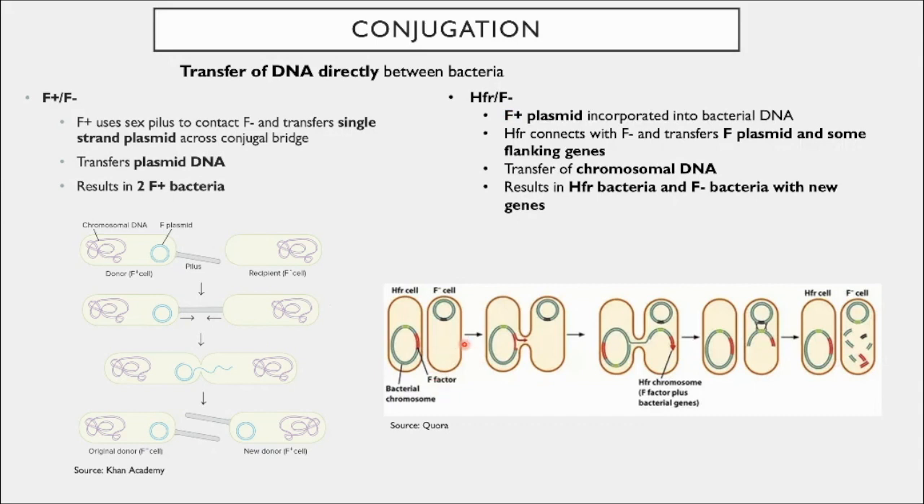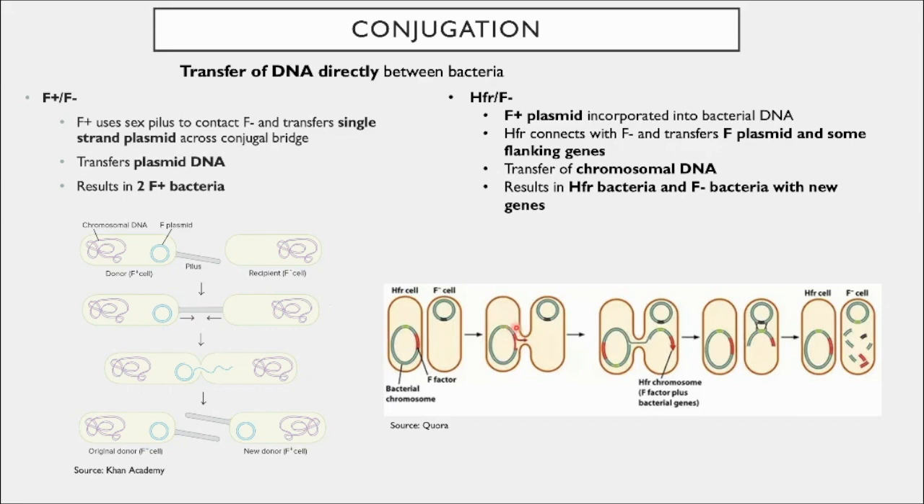The way this one differs, however, is the HFR cell also does not have a free F plasmid. There's a step that's missing here. Really, what's happened is this plasmid has incorporated itself into the bacterial genome for whatever reason, beyond the scope of what you need to know. But as you can see, the F factor, the F positive plasmid, as it would be in this other situation, is now within the actual genome. And so what happens is whenever this conjugation occurs, this is replicated and sent over to the other cell.